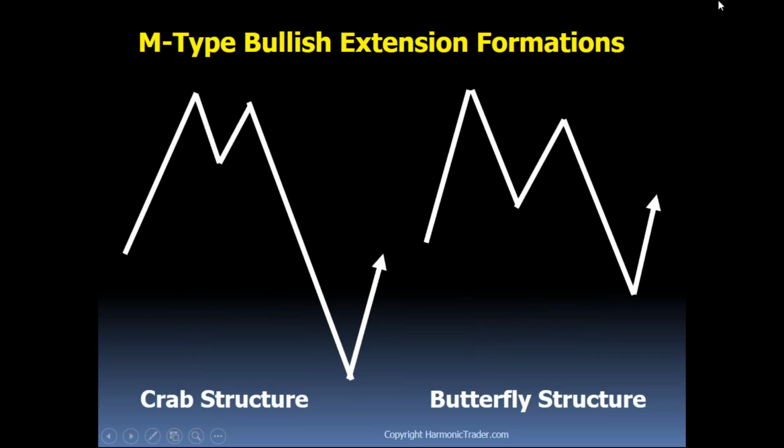M-type bullish extension formations. On the left, we have a crab, and these extension formations, these types of patterns, complete beyond the starting point here. Notice our midpoint, it's a bit higher. This results in a much larger and longer completion for the structure. Versus a butterfly pattern, it's a tighter formation. Our B point requirement is quite strict and results in a less severe projected reversal at the completion point.